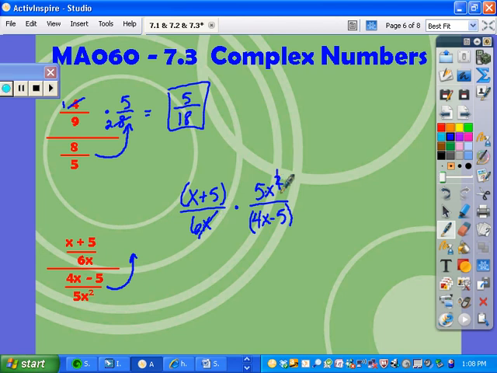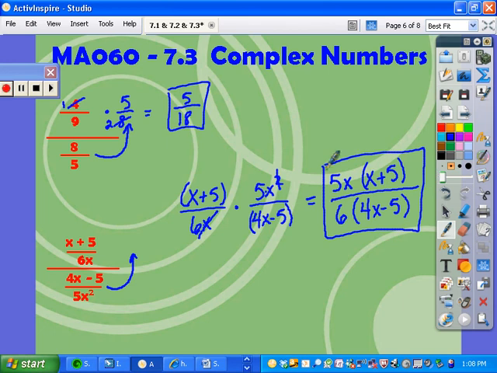And so now what I have is this one on the bottom is gone, and I just have one of the x's on top, and then I just write what's left. I'm going to have the 5. I usually like to put my monomial terms in front, so I'm going to have my 5 and my x to the first power, and then I have my x plus 5 in parentheses. On the bottom, I'm going to have my 6, and then I'm going to have my binomial 4x minus 5. And you're done. You've crossed off and reduced what you can. You leave the rest sitting there.